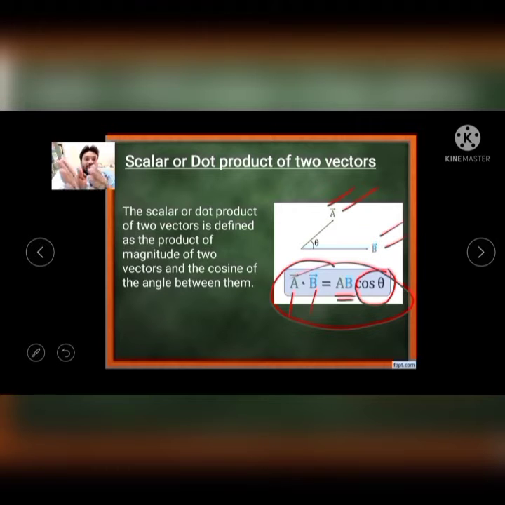The scalar or dot product of two vectors can be defined as the product of magnitude of two vectors and the cosine of the angle between them.